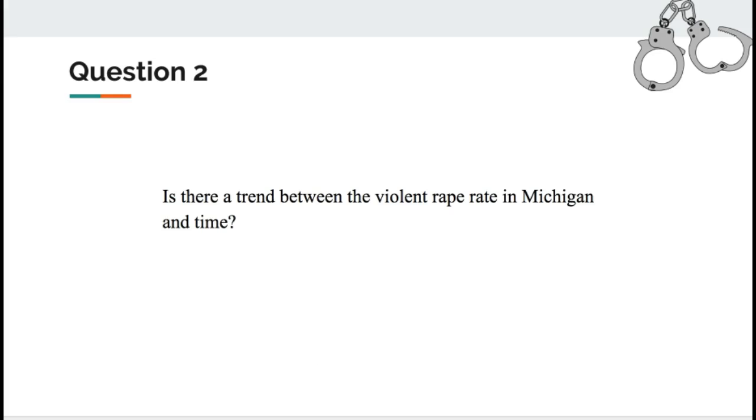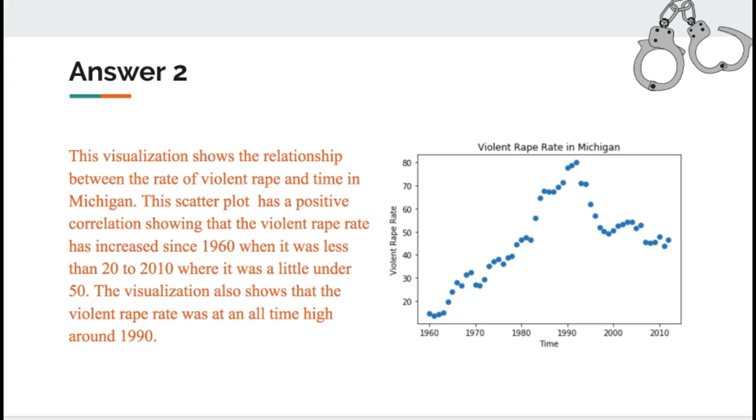The second question we solved was, is there a trend between the violent rape rate in Michigan and time? The second answer that we received from this data set is that the visualization shows the relationship between the rate of violent crime rape and time in Michigan. This scatter plot has a positive correlation, showing that the violent rape rate has increased since 1960, when it was less than 20, to 2010, where it was a little under 50. The visualization also shows that the violent rape rate was at an all-time high at around 1990.